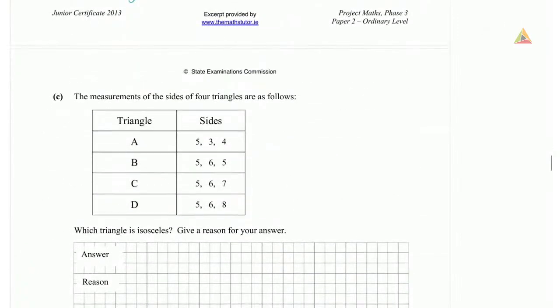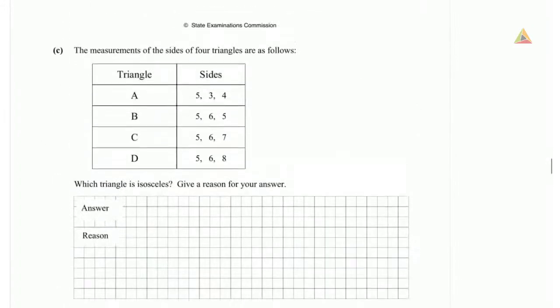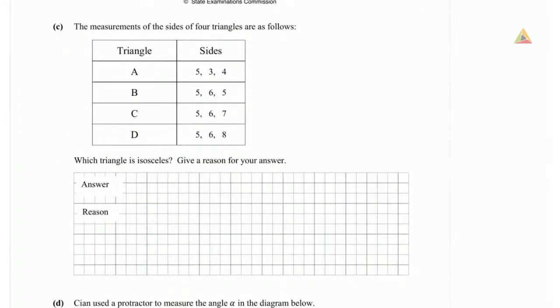Oh no, I'm wrong actually. There's more. So we're on to part C. Oh, this is actually a longer question than I thought. So part C and part D. The measurement of the sides of 4 triangles are as follows. Triangle A has sides 5, 3 and 4. Triangle B has sides 5, 6 and 5. Triangle C has sides 5, 6 and 7. And triangle D has sides 5, 6 and 8.